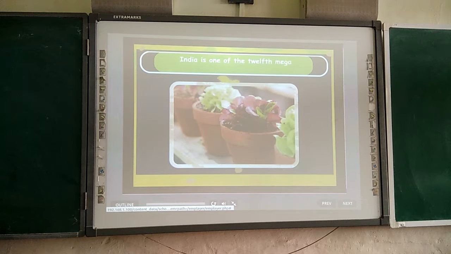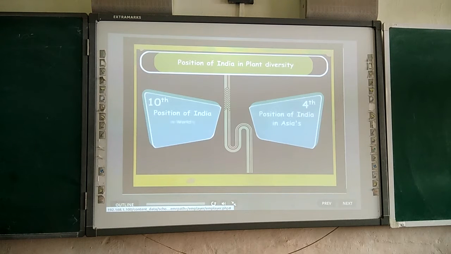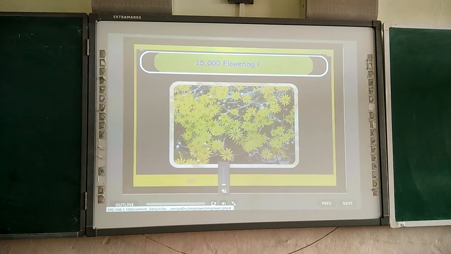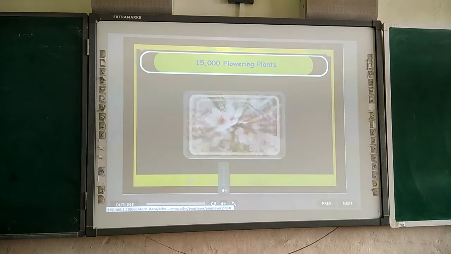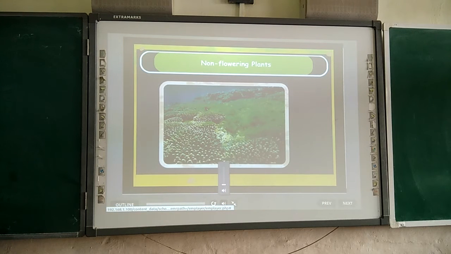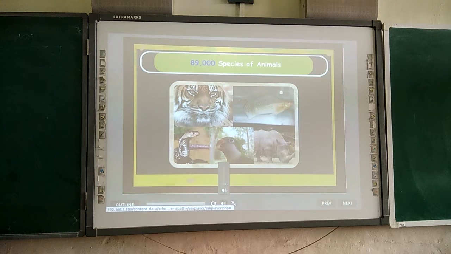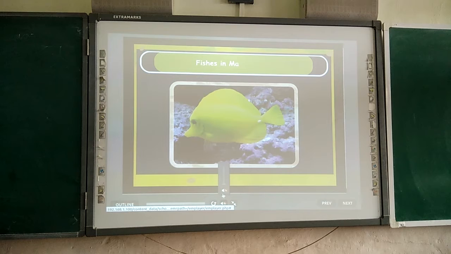India is one of the 12 mega biodiversity countries in the world. In India, we find 47,000 plant species, based on which India is placed third in the world and fourth in Asia in plant diversity. There are about 15,000 flowering plants, which account for 6% of total flowering plants in the world. Apart from it, India has a variety of non-flowering plants like algae, ferns, etc. India also possesses 89,000 species of animals as well as a rich variety of fish in fresh and marine waters.